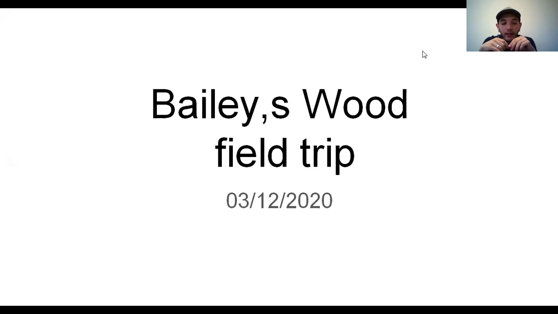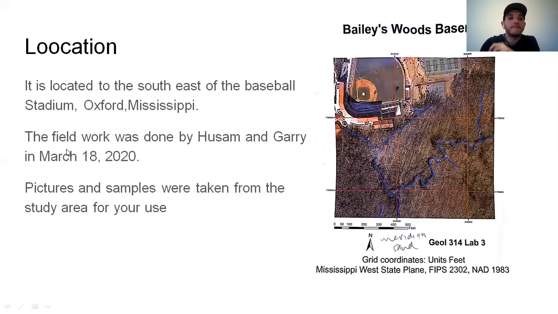So a few days ago, Gary and I went to the Billy Woods area to take some pictures and samples for you to describe and do the lab exercise. The Billy Woods is located to the south and southeast of the baseball stadium here in Oxford, Mississippi.